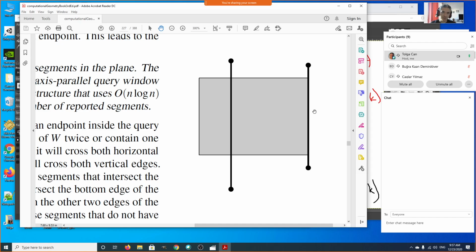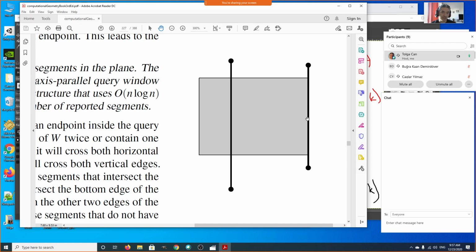Why do we make this observation? To simplify our problem, actually. We don't need to check against both boundaries. If you're going to report a line, it's sufficient to just check against the left boundary. If the left boundary is intersecting a line segment, then it's going to be reported for sure, okay? Because, as I said, when we make the observation, a line segment to be reported has to cross both of them, a line segment that has no endpoints within the bounding box, okay?